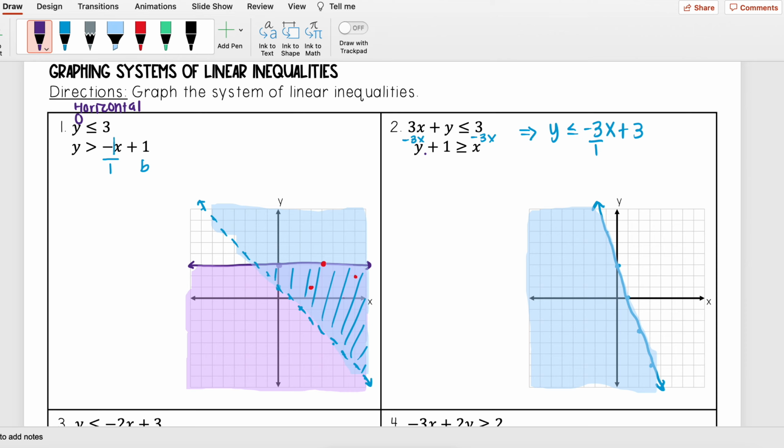Now I need to graph my second one. This one is really close to being in slope-intercept form. I just need to move that 1. And so when I do that, I get that y is greater than or equal to x minus 1. So my y-intercept here is negative 1, and then my slope here is 1 over 1.